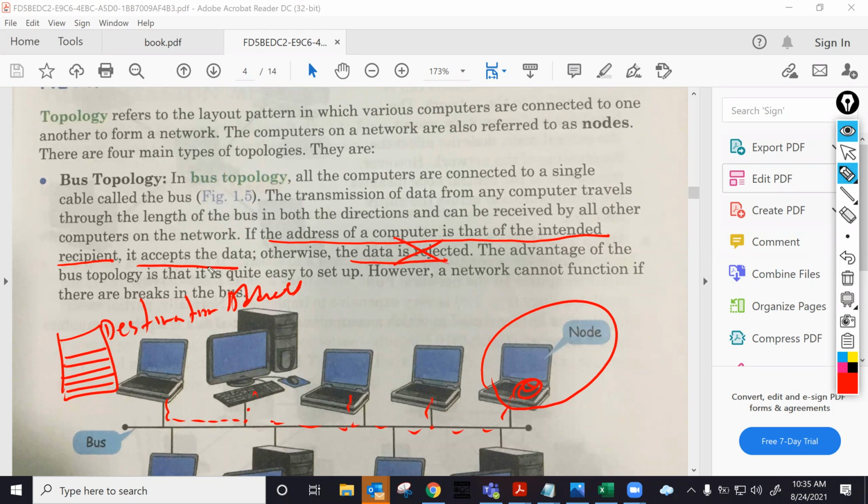The advantages of the bus topology is that it is quite easy to set up. Yes, in this bus network, you can have a main cable, a backbone cable.